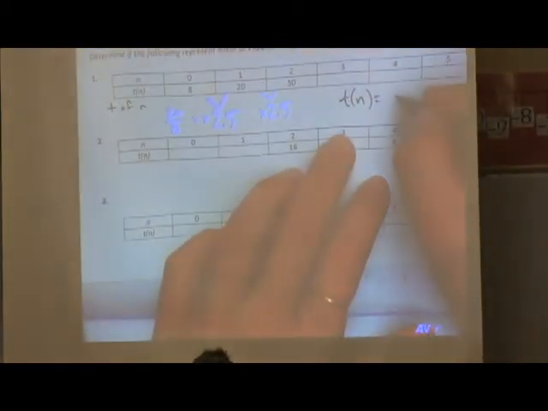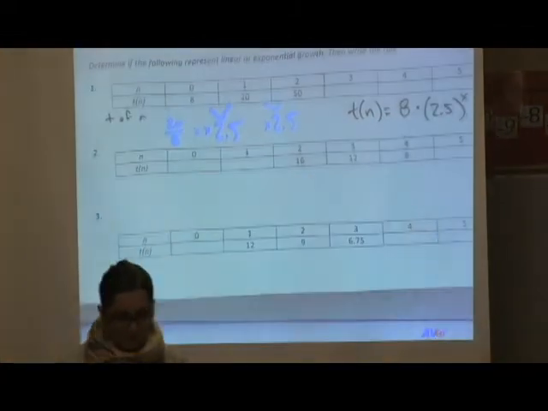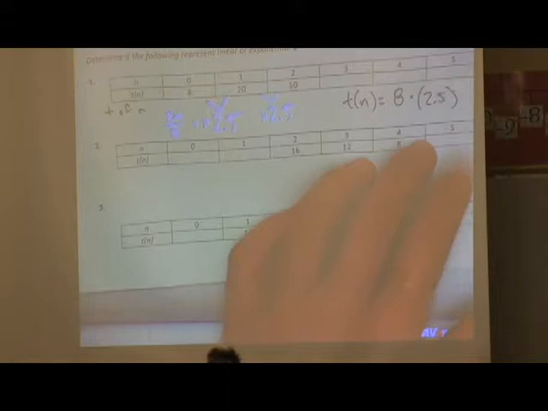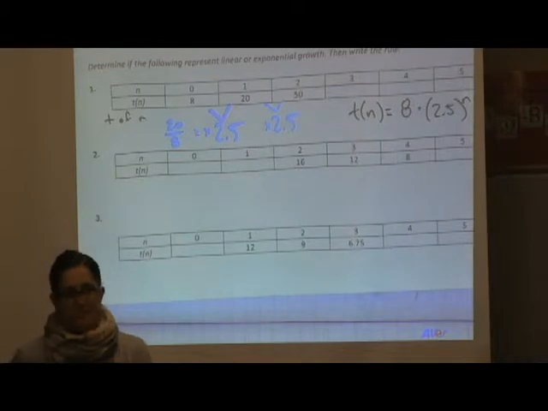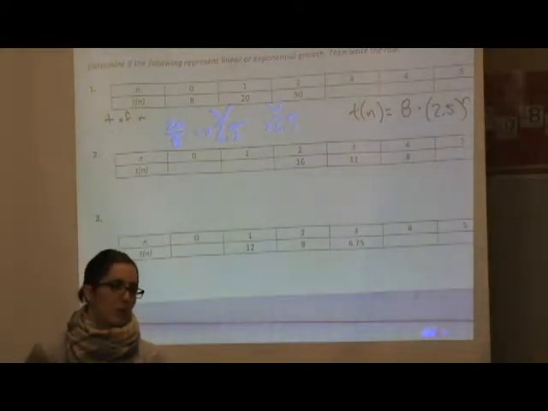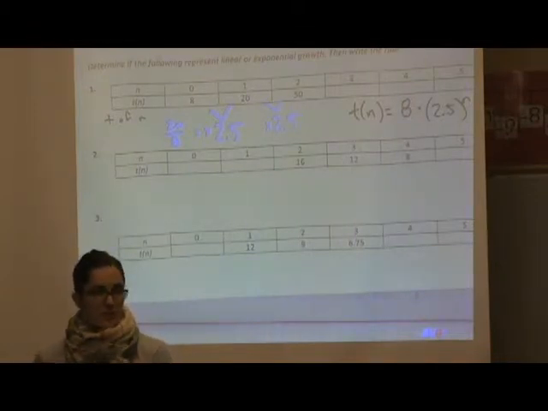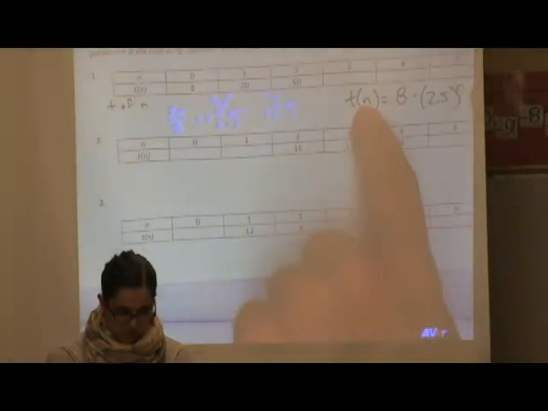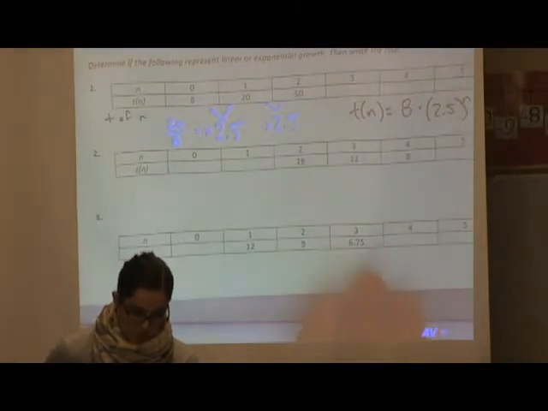So here, technically based off the table, your rule should have been t of n equals, it starts at 8, and you're multiplying by 2.5 to the power of n. Good call. Are you gonna mark it down? No, I wouldn't. If it was the same thing, I would. If you wrote an n here and then an x here, your equation makes no sense.